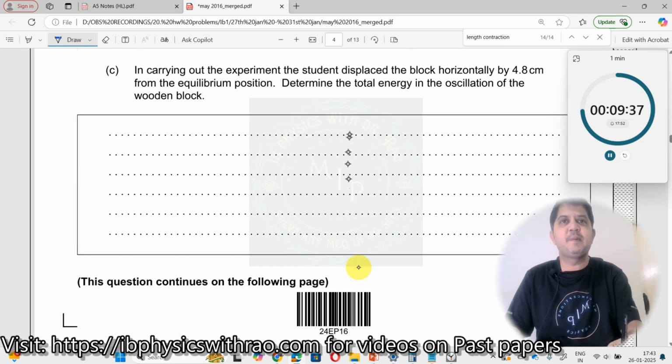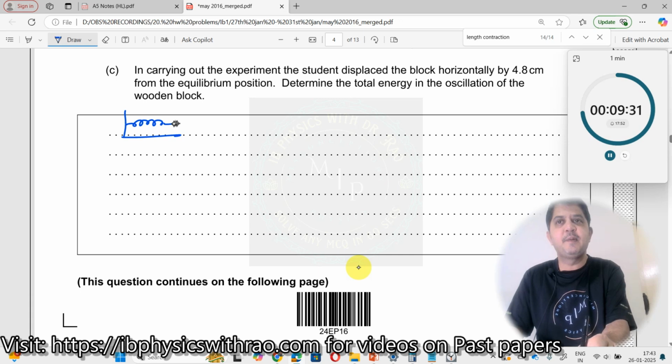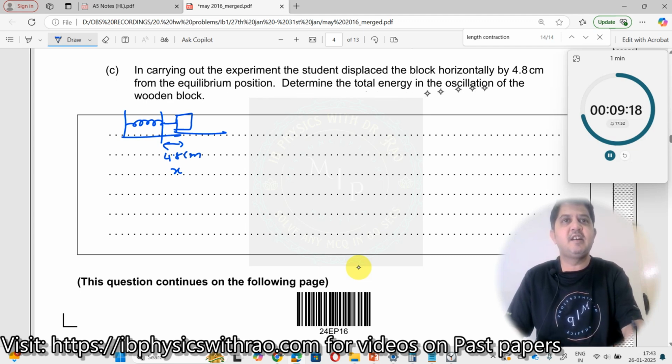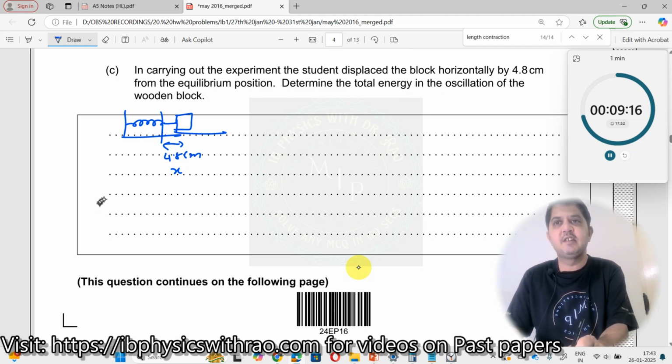In carrying out the experiment, the student displaces the block horizontally by 4.8 centimeters. So this is the spring, and you displace this object by 4.8 centimeters. So this was the equilibrium position. This is 4.8 centimeter. What is this? This is your x value. Determine the total energy in the oscillation of the wooden block. What is the total energy? Total energy is given by just half k x square. But we know k is equal to m omega square.